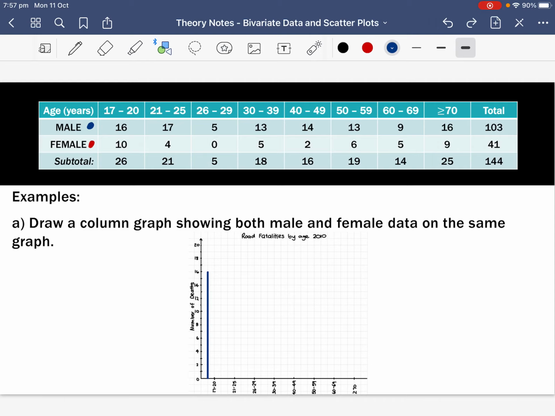We might have to turn that off. And we draw a straight line. So you want to use a ruler here, and you can choose to colour them in. I'm not going to, as it will take a lot of time. And then females, we have that they are 10. Then for ages 21 to 25, we have males is 17. And then we have females is 4.